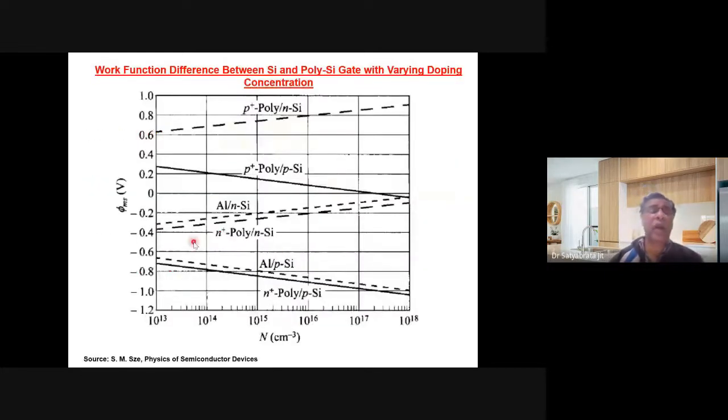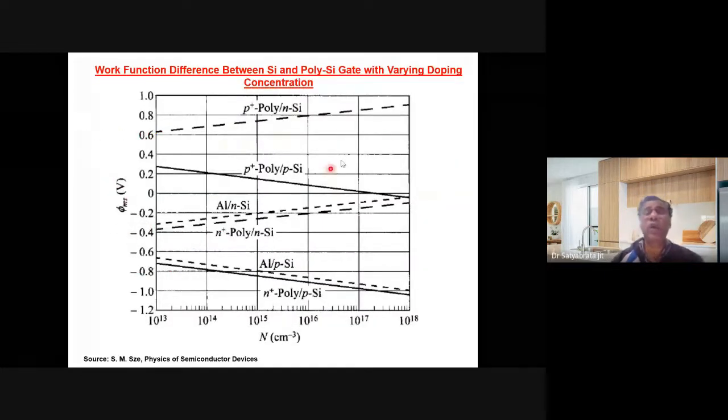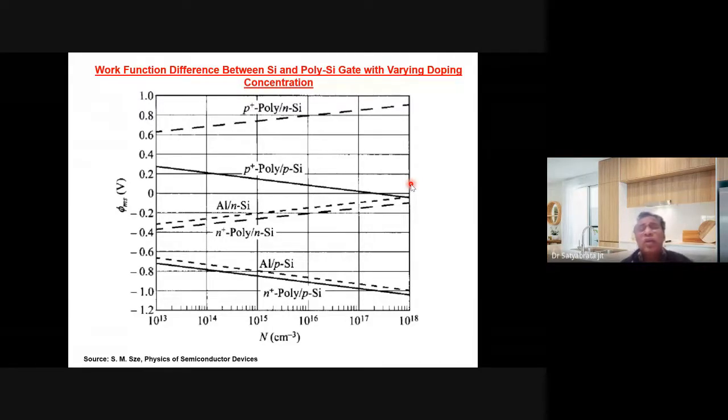Now here, how can the phi ms be controlled? Now phi ms, if we have a fixed metal and fixed semiconductor, okay, so silicon, for the silicon actually, that work function can be controlled by the doping, right? Now if we fix the doping, then its work function is fixed. Now if we fix the metal, then the work function is fixed, so we cannot have any variation. So that is why the metal electrode, the gate metal, is being replaced by polysilicon.